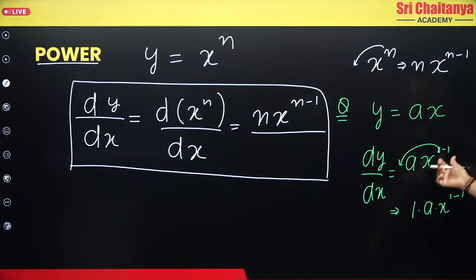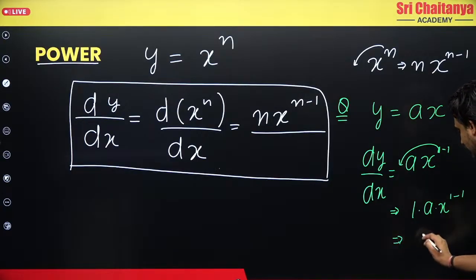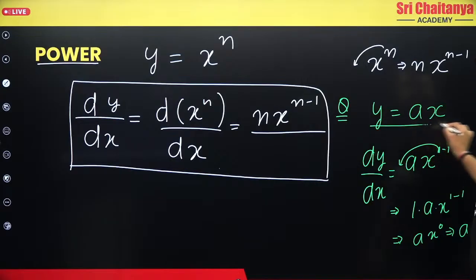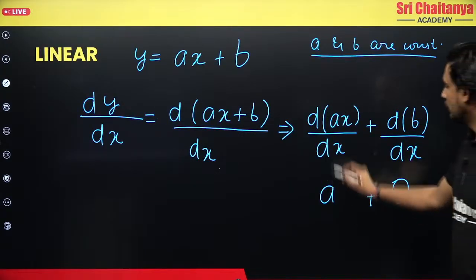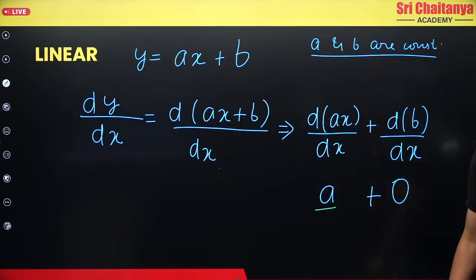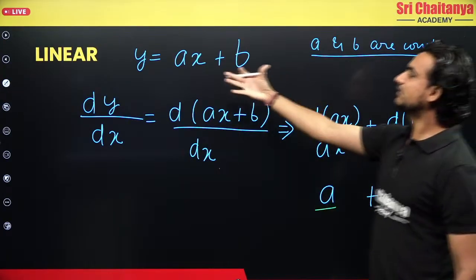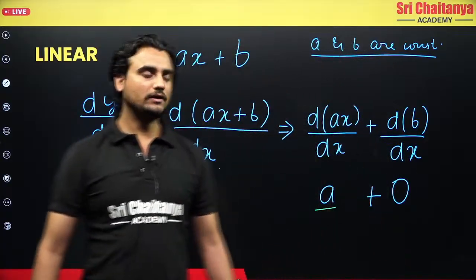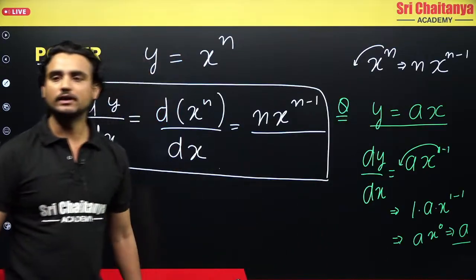Now what is this? 1 into a will give me a, and x raised to power 0. And what is x raised to power 0? That is 1. So this will become a. So the differentiation of y equals a into x is basically a. If you look at it, differentiation of a into x is a, so we are getting the same thing. Basically, you can always find the linear function's derivative from the power function.